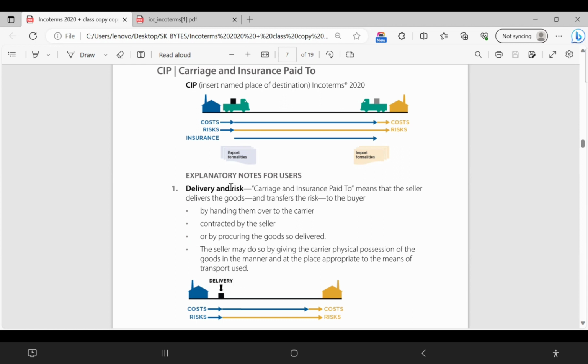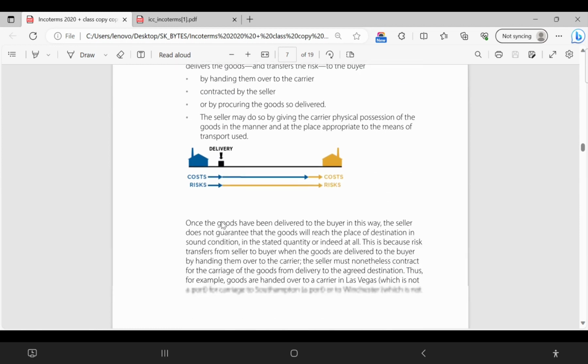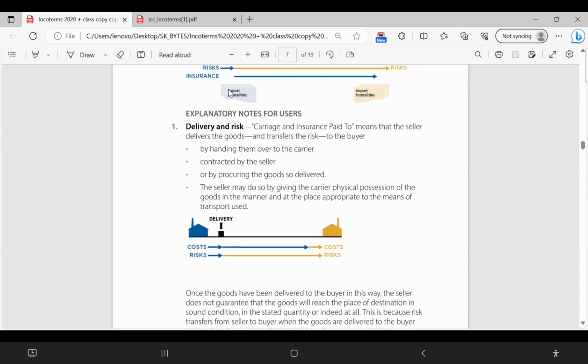If the first carrier is a train, once the goods are loaded onto the train bogie, that is where delivery happens. Sorry, not the risk transfer, the delivery happens. So basically, from EXW, delivery point is the same. In EXW he makes it available. In all the remaining incoterms, he is handing over the goods to the first carrier. Delivery is happening here, if you note carefully. And except EXW, in all the remaining incoterms, export formalities are by the exporter and import formalities by the importer.